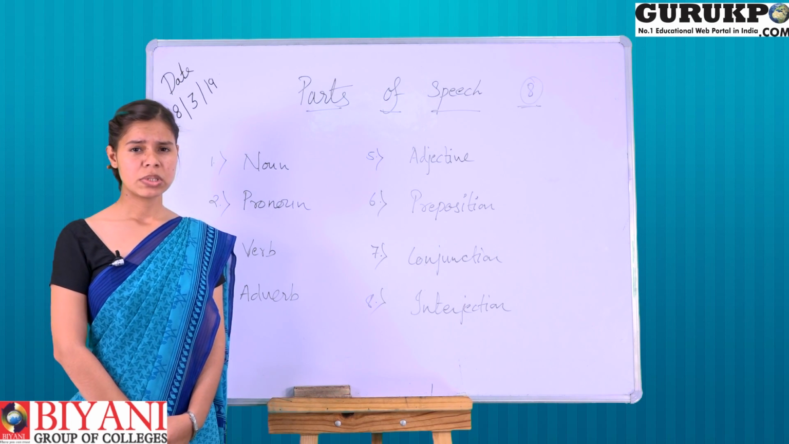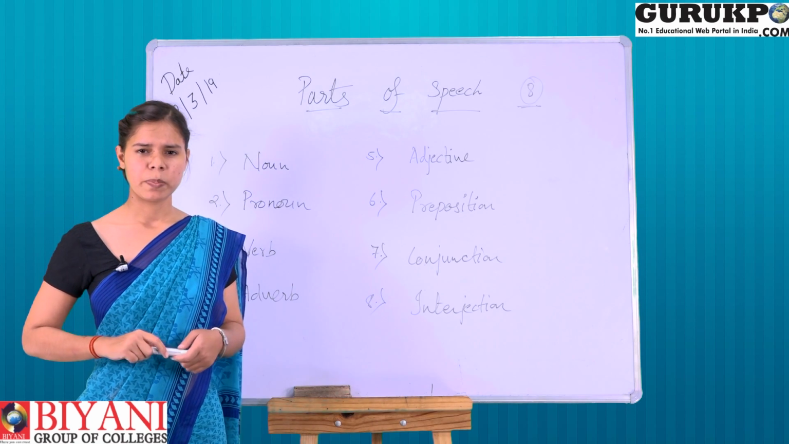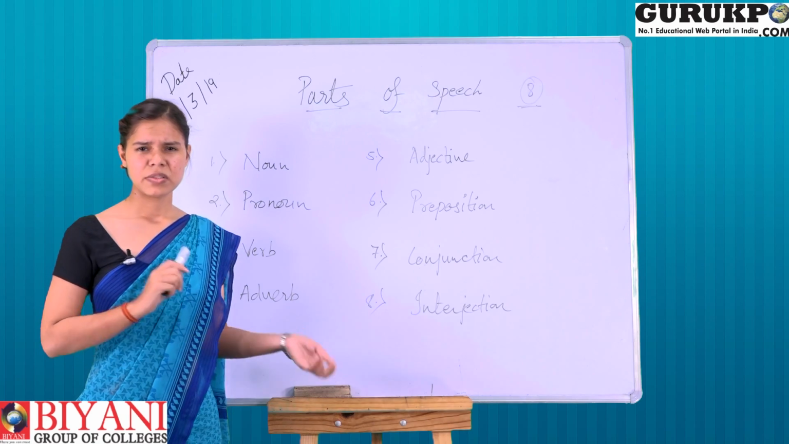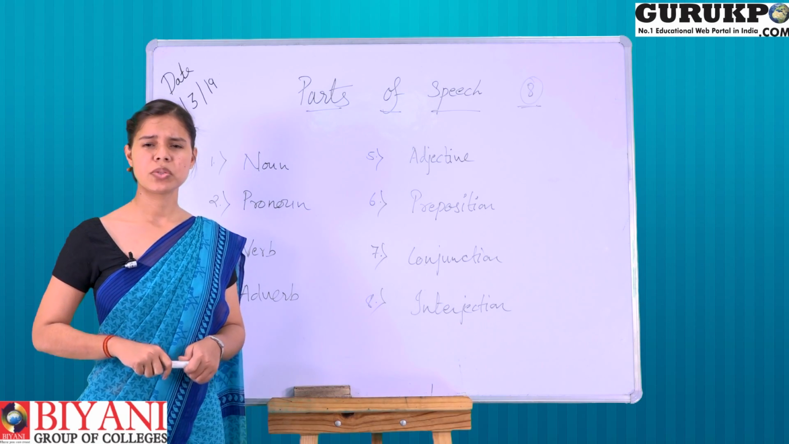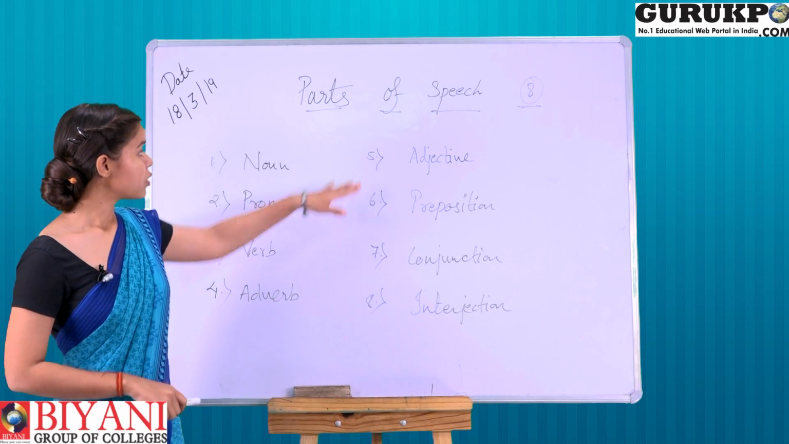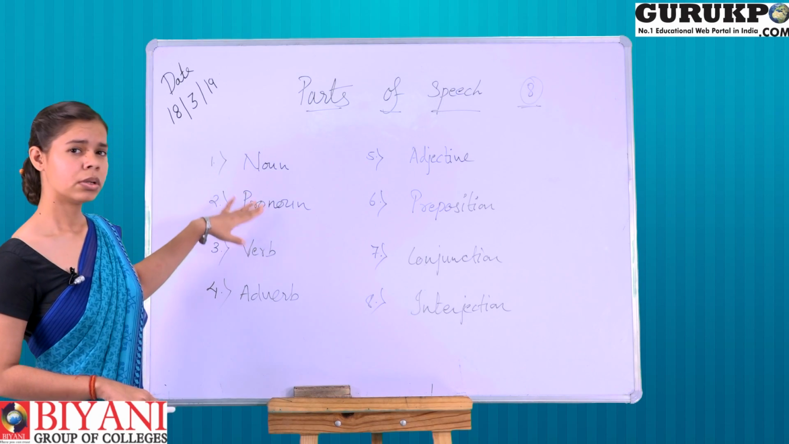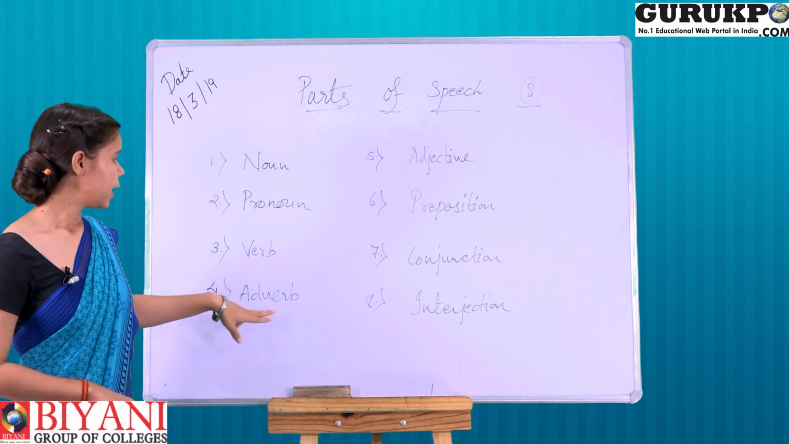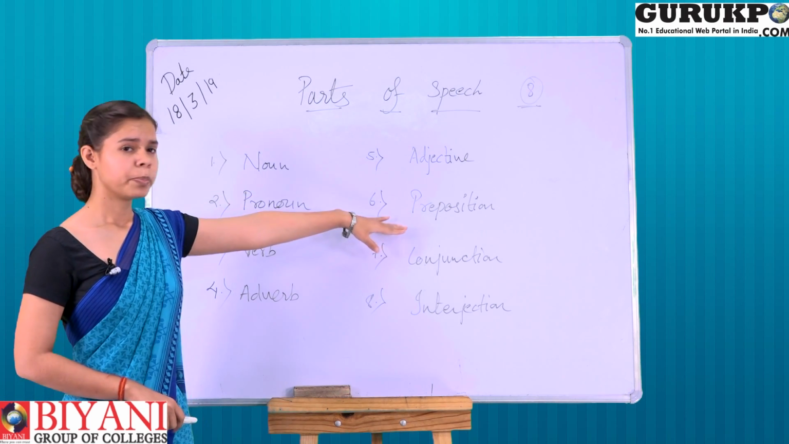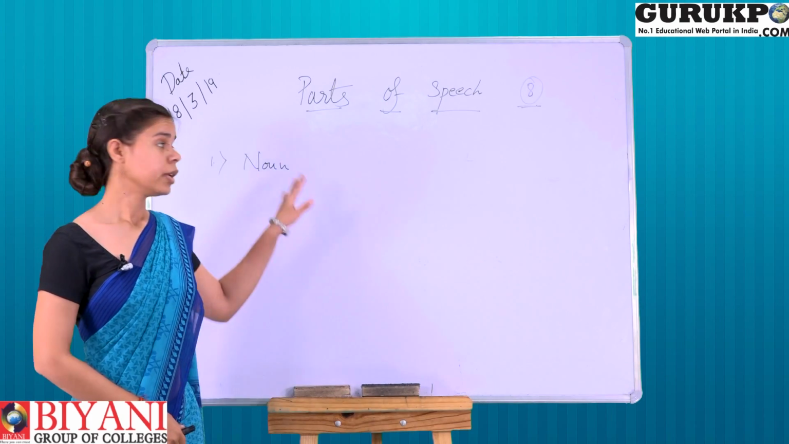Today we are going to discuss parts of speech. This is a very basic topic which you will think is very easy, but there are students who get confused about parts of speech. So let us start. Parts of speech are 8 in number, namely noun, pronoun, verb, adverb, adjective, preposition, conjunction and interjection. First of all, noun.